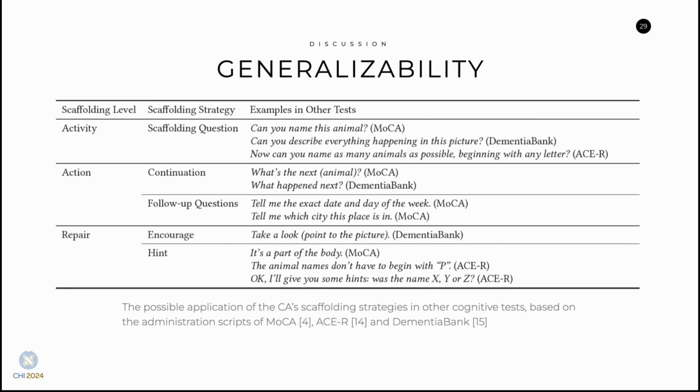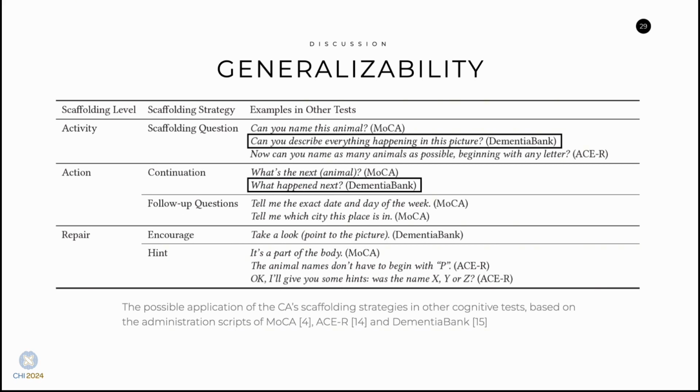The CA's scaffolding strategies may be generalized in other NCD screening tests. Scaffolding for NCD patients is usually deployed verbally and many cognitive tests contain dialogue parts. For example, in the cookie picture description task from Dementia Bank, the CA may scaffold at the activity level by asking, "Can you describe everything happening in this picture?" Or scaffold at the action level by asking, "What happened next?" Or scaffold at the repair level by encouraging the user to take one more look at the picture.